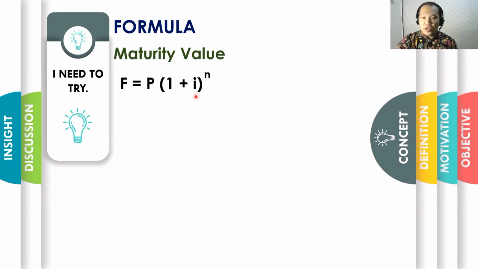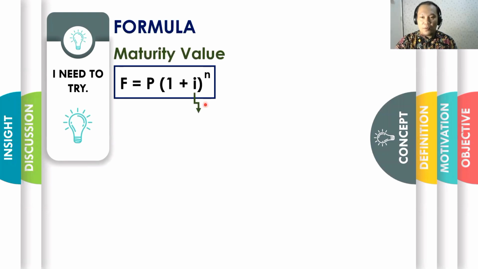Now, we are going to introduce two different symbols. The previous ones that we had were r and t, which are the rate and the time. But this time, we have i and n. Now, what is i and what is n? When we talk about i, this is what we call the periodic rate.